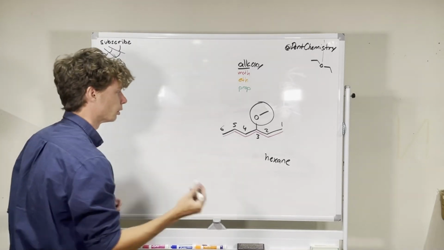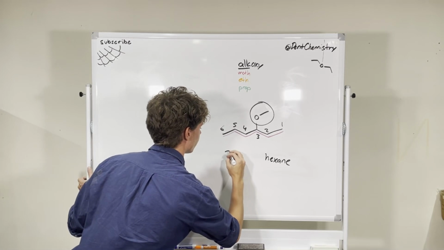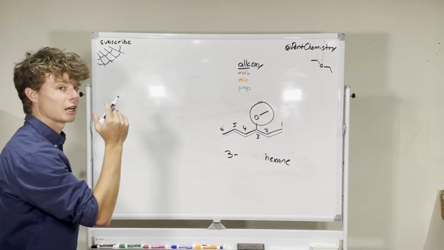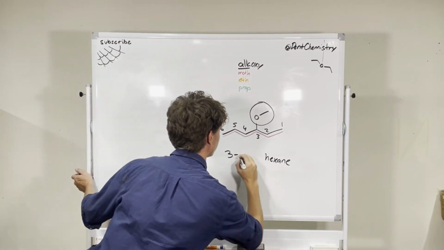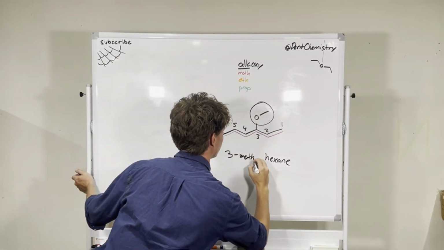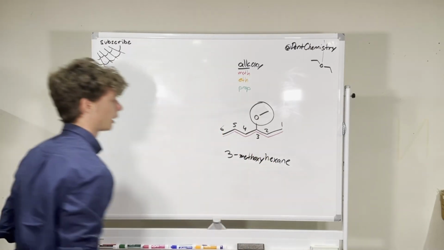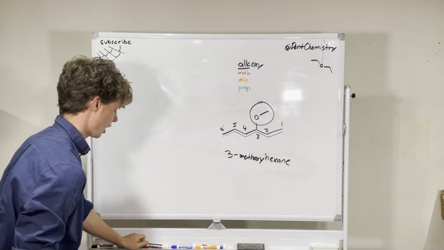Let's go ahead and name it. Remember, number first, 3, and we said this was a methoxy group because there was 1 carbon up here. 3-methoxyhexane. There you go. That's how you name ethers.